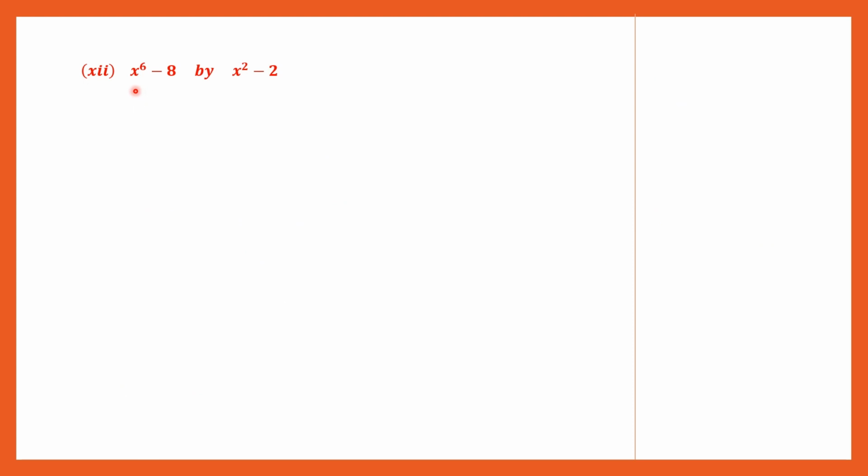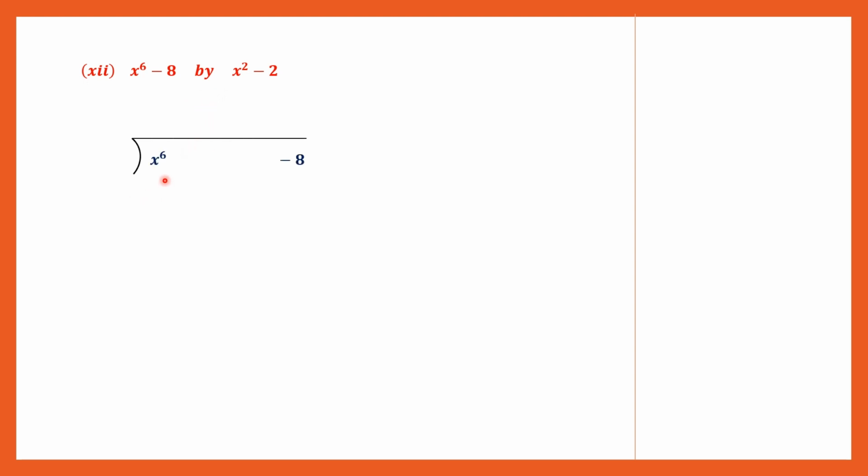Question 12. The dividend is x to the power of 6 minus 8 and the divisor is x square minus 2. As you can see, this is x to the power of 6 and there are many other powers missing in between, and the divisor has x to the power of 2. So when you write that, write it carefully. So we have the sign.